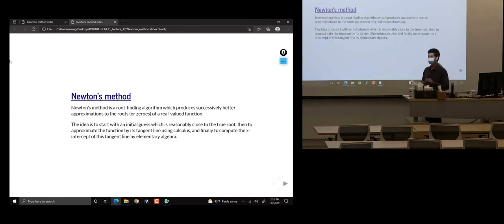Okay, now it gets a little more interesting because we are actually going to rely on a new notion, namely the function must be differentiable, which is a notion in calculus. So Newton's method is also a root finding method. It successively approximates a root better and better.